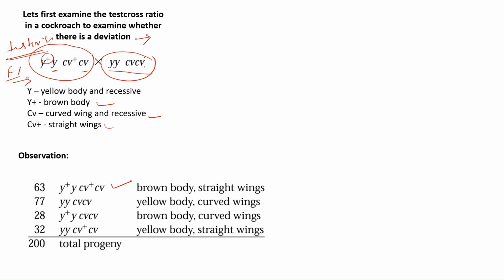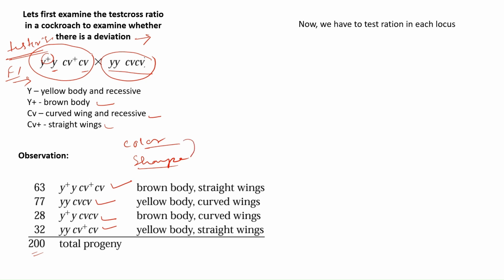As you can see, this is the parental genotype, 63 progeny. This is the recessive parental genotype, 77 progeny. These two are the hybrids or recombinants with 28 and 32 progeny, a total of 200 progeny. So the first step is to test the ratio at each locus. We have two loci, one locus for color and another locus for the shape of the wing.